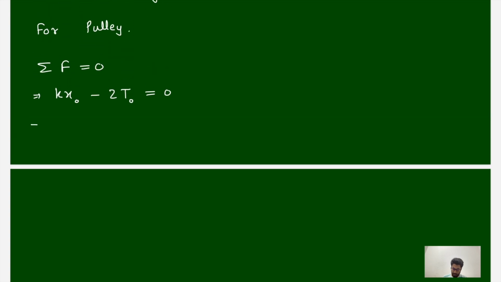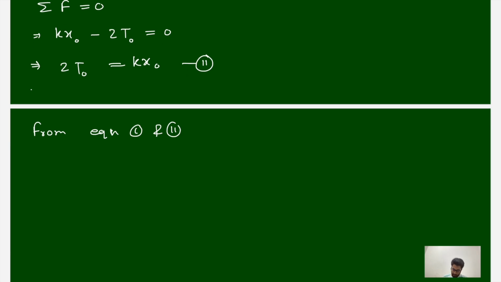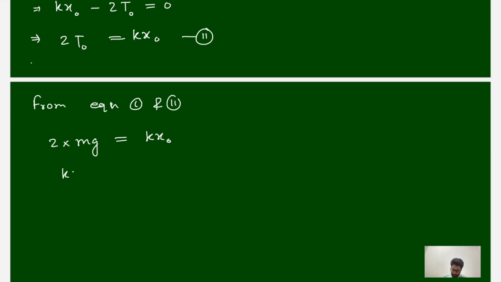Then we write 2 T naught is equal to kx naught. Further, T naught is equal to mg, so equation 2. From equations 1 and 2, we can say 2 into mg is equal to kx naught. So simply, kx naught is equal to 2 mg.